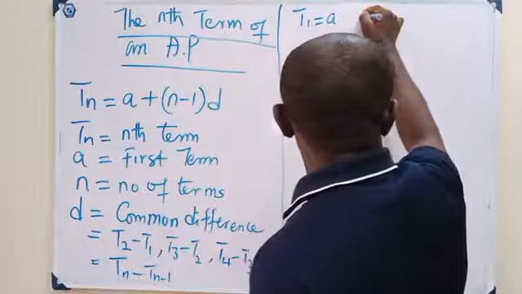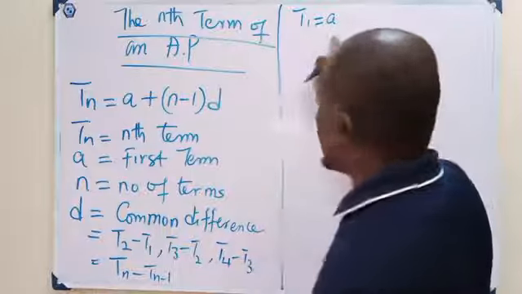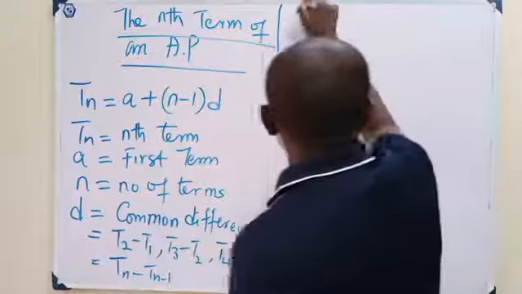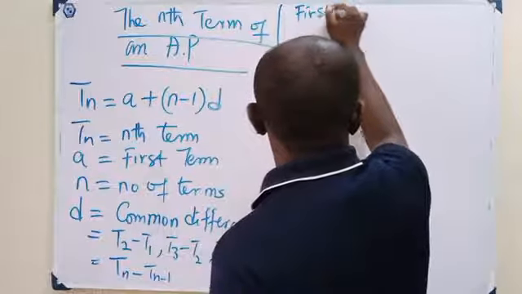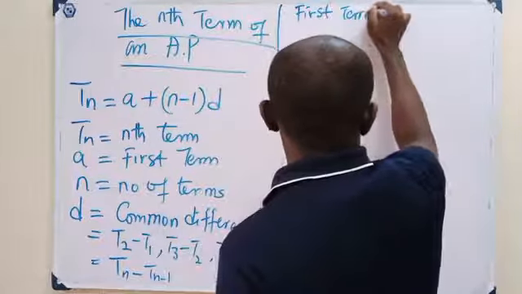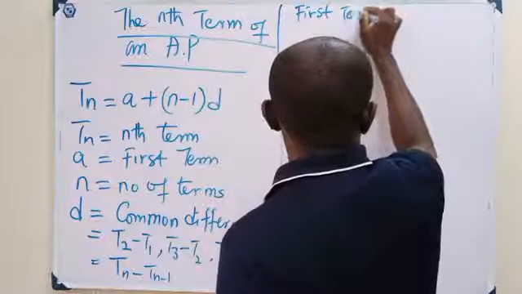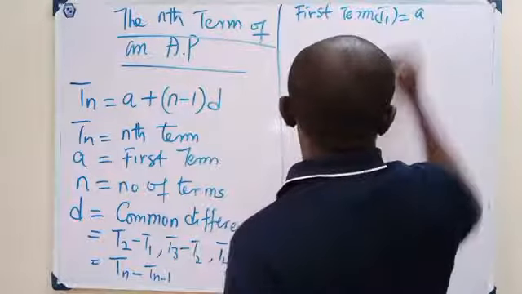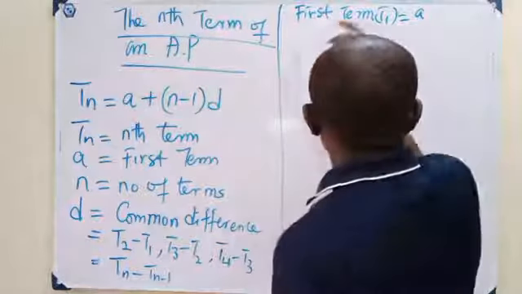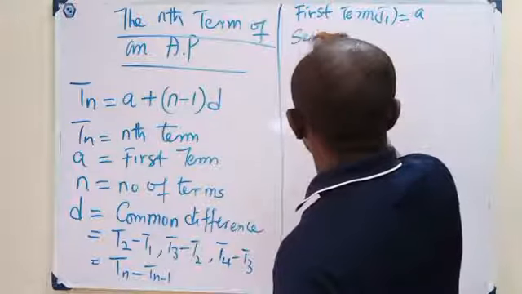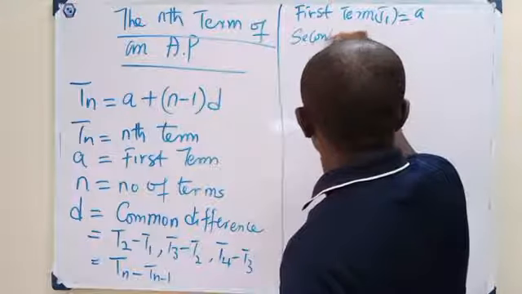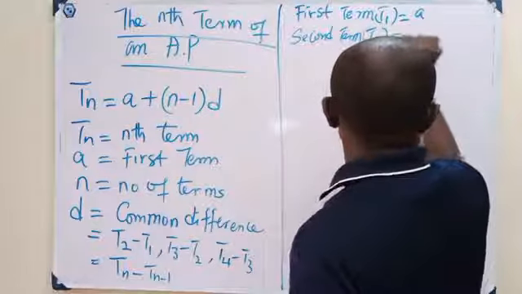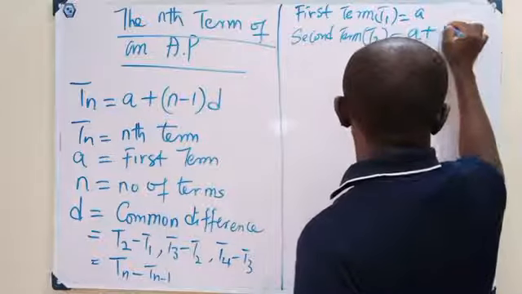First term. Remember we say A is our first term. Let me write it like this: T1 is equal to A. Second term: T2 is equal to A plus D.